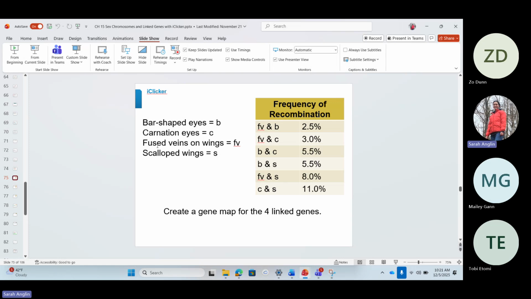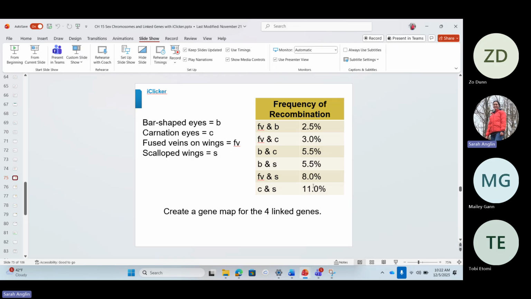FV has to do with fused veins on the wings, okay? I have a little index here to tell you what each letter represents as far as the trait that is controlled by the gene. Scientists can look at the offspring and see how many times these traits are inherited together or are inherited separately. And remember, if there's a higher frequency of recombination, that indicates that those genes are most likely further apart on the chromosome.